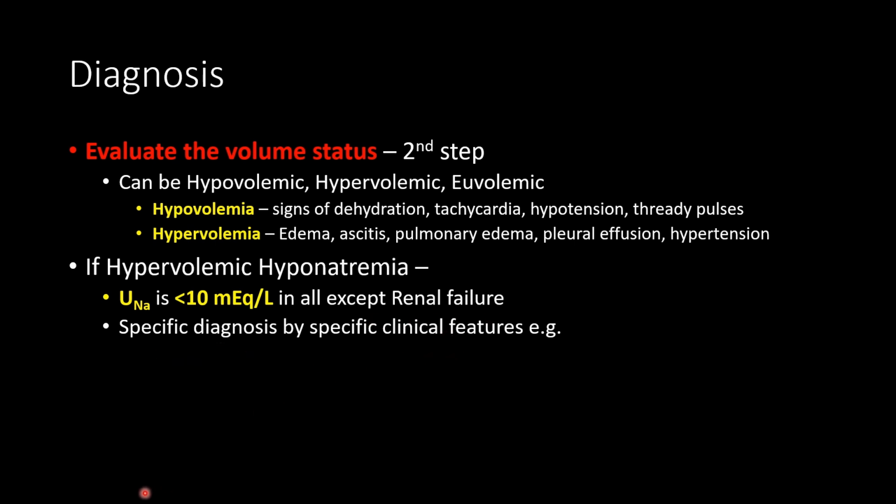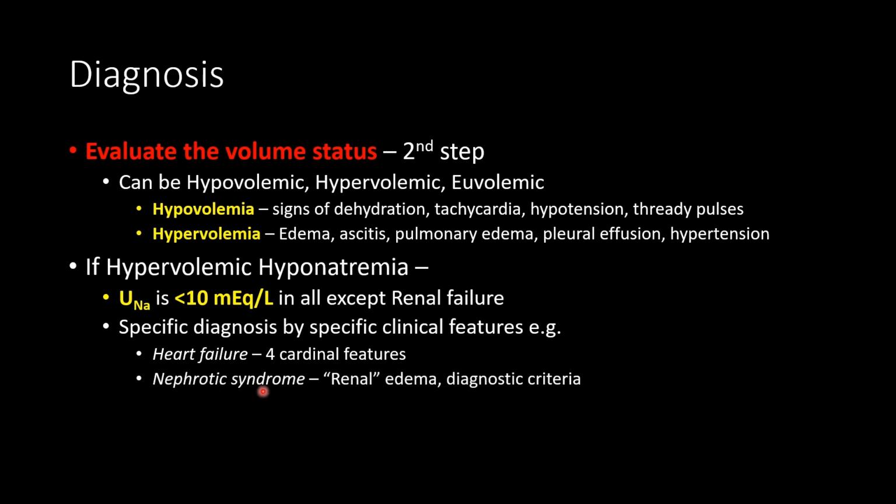Like heart failure will have four cardinal features: bilateral dependent pitting edema, raised pulsatile JVP, soft tender hepatomegaly, bilateral basal fine crepitations. If the cause is nephrotic syndrome, we will have renal edema like periorbital puffiness, more in the early morning, associated with decreased urination, and all those diagnostic criteria like nephrotic range proteinuria. If it is cirrhosis, it will be associated with stigmata of chronic liver disease, and it will be associated with hypoalbuminemia. So that's how we differentiate the causes of hypervolemic hyponatremia.